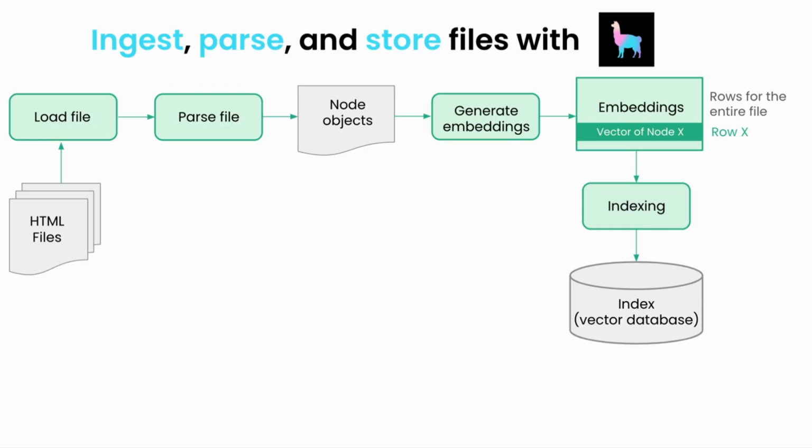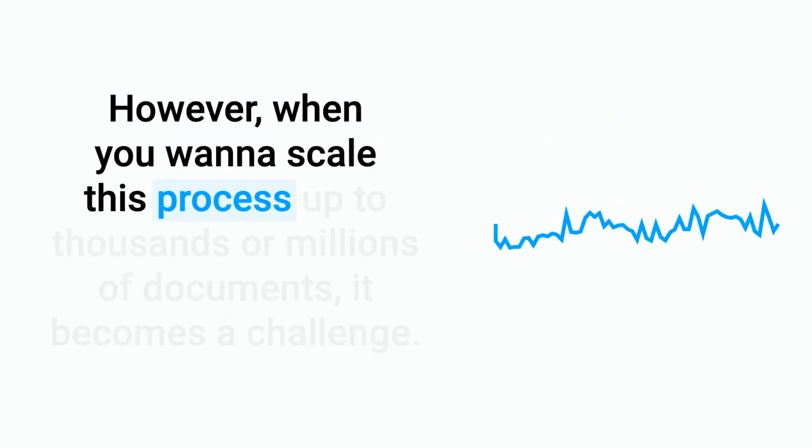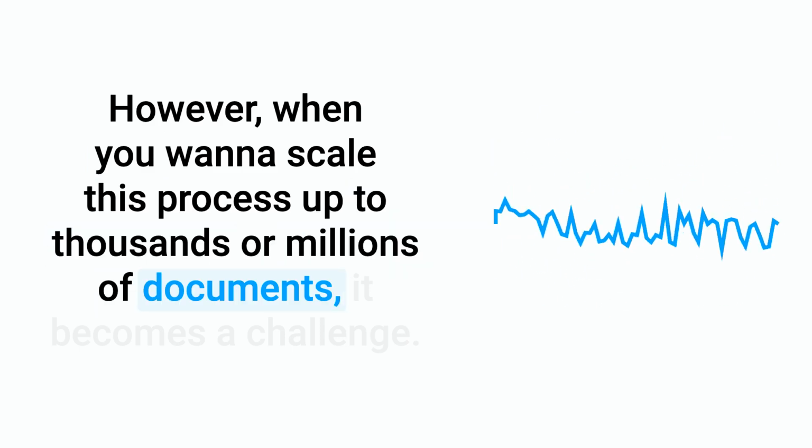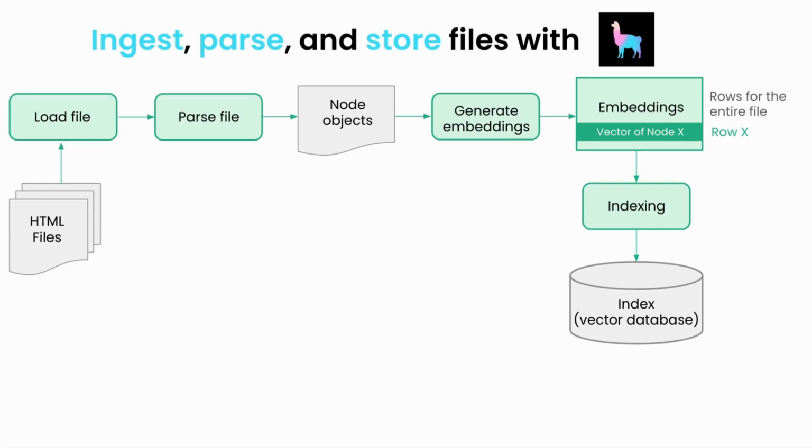So as Jerry mentioned, LlamaIndex provides excellent abstractions for solving two challenges with developing LLM applications. The first is during the data ingestion. With LlamaIndex, you can easily load files from a variety of different data sources, parse them, generate embeddings, and store those embeddings into a vector store. However, when you want to scale this process up to thousands or millions of documents, it becomes a challenge. This is where Ray comes in.